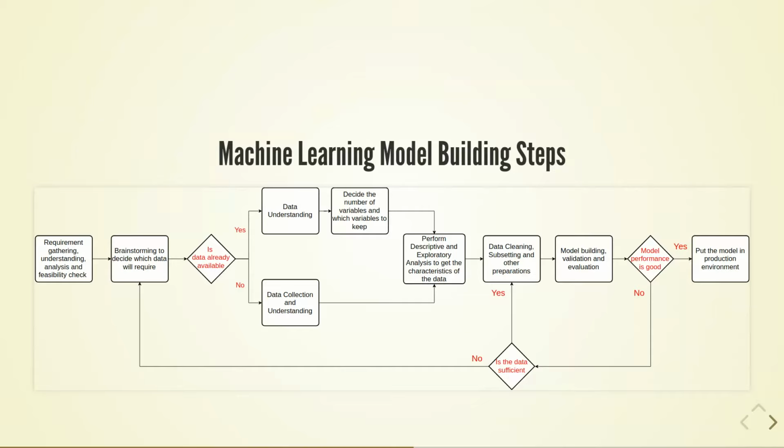If the data is already available in the system, the next step is to understand the data and to decide which variables to consider from the data. If the data is not available, the next step is to collect the data by means of questionnaires and surveys.